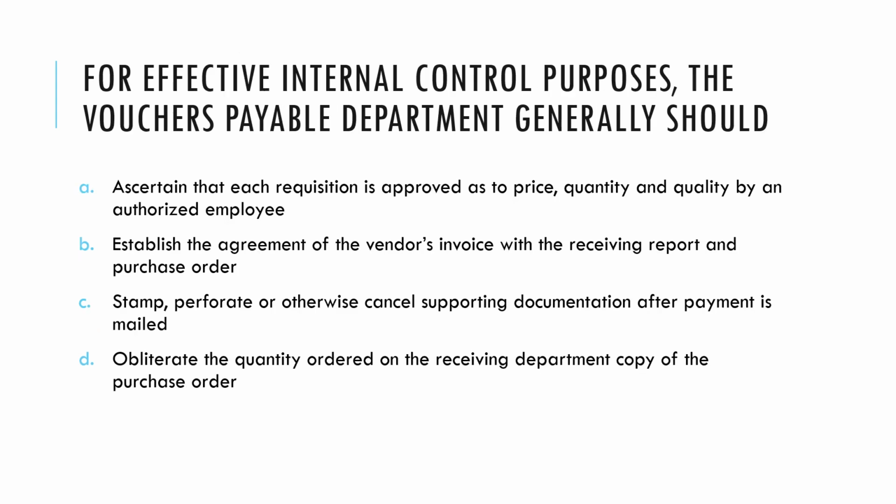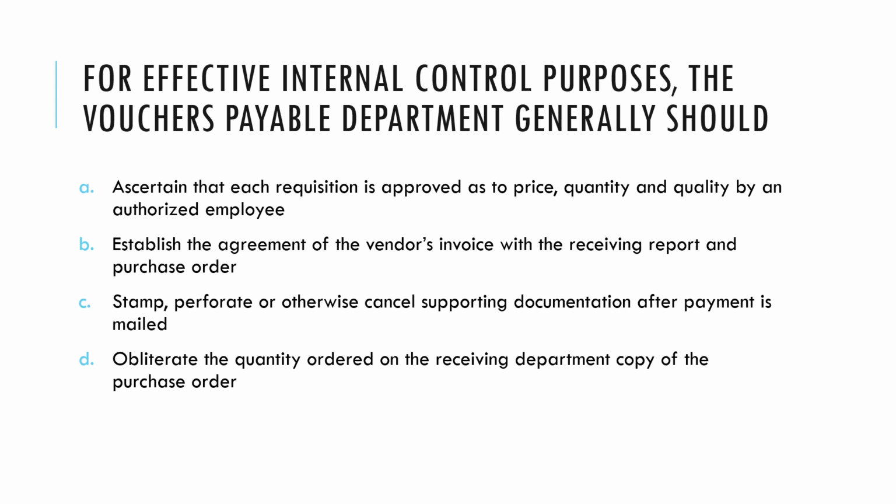Next, we talk about internal controls. For effective internal control purposes, the vouchers payable department generally should, letter A, ascertain that each requisition is approved as to price, quantity, and quality by an authorized employee. In the case of letter A, this is actually normally done in the purchasing department. We're looking for the one that is done by the vouchers payable department, or that which is found in the accounts payable department. So it's not letter A. Letter A is done in the purchasing department.